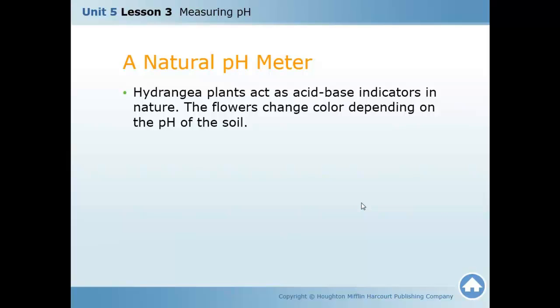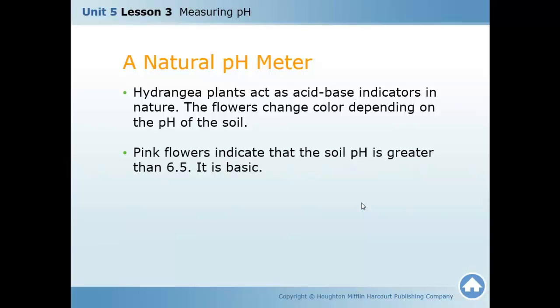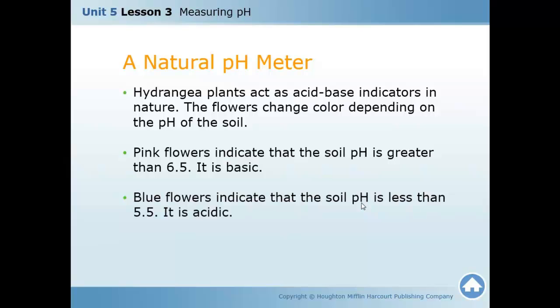The pink flower indicates that the soil pH is greater than 6.5, so the soil is basic. So when I find the pink flower, it means that this soil has a pH more than 6.5. It means it's a basic solution. The blue flower indicates that the soil pH is less than 5.5, so the soil is acidic.